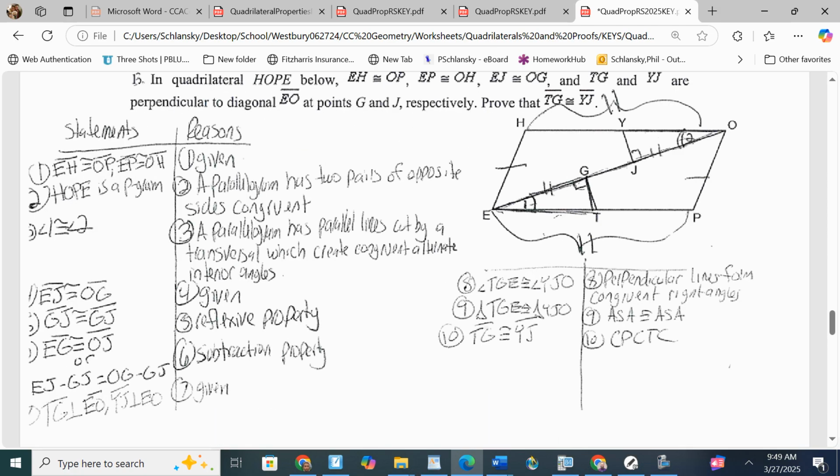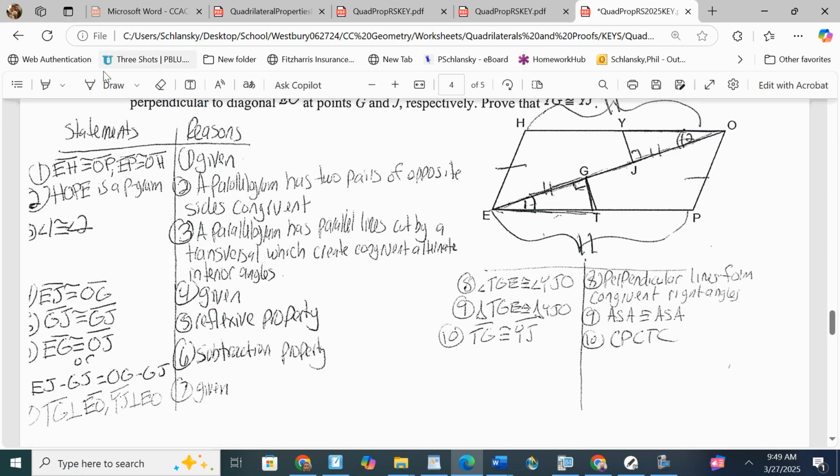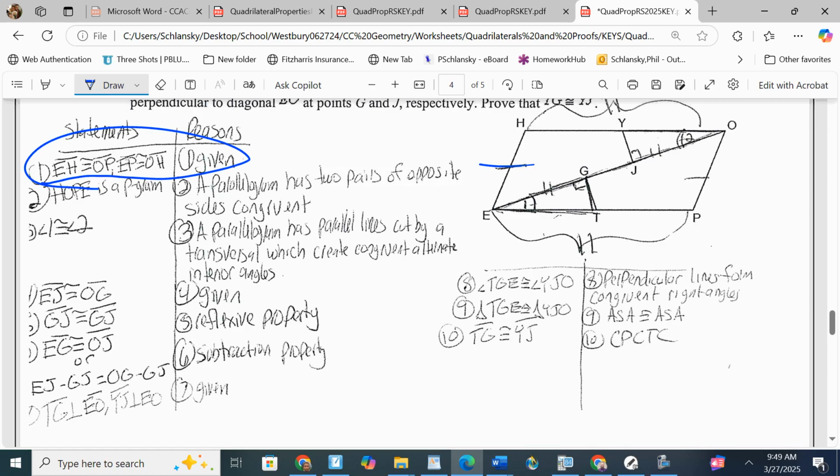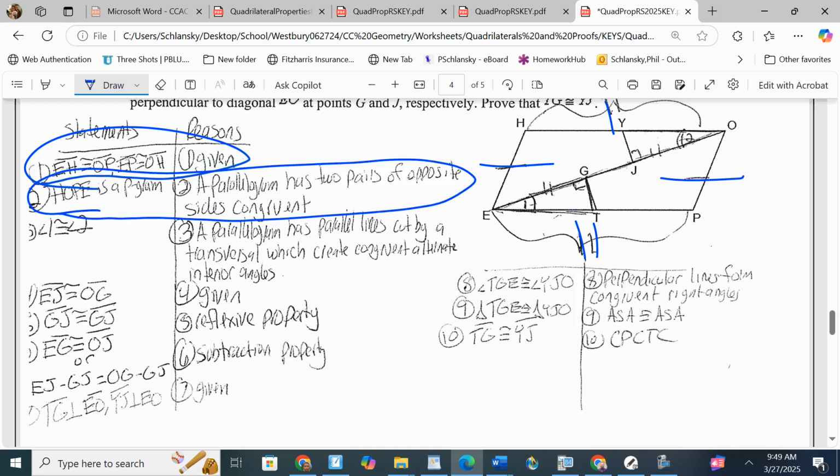So I always want to prove the parallelogram first. So it gave me EH is congruent to OP, and it gave me EP is congruent to OH. That is one of my 5 pictures. That is 2 pairs of opposite sides congruent. So once I have that, I state that it's a parallelogram. A parallelogram has, in this case, 2 pairs of opposite sides congruent. And yes, the parallelogram proof will be that simple.